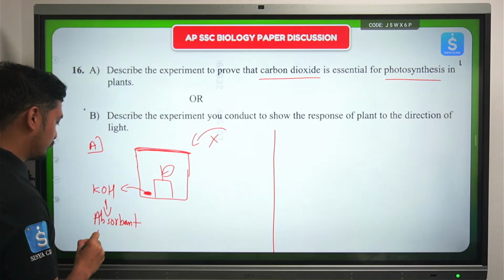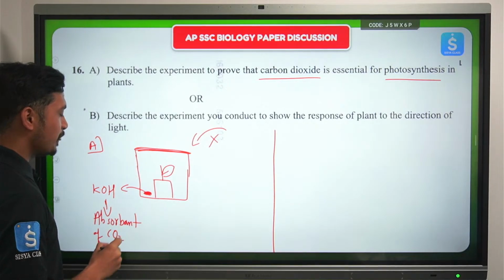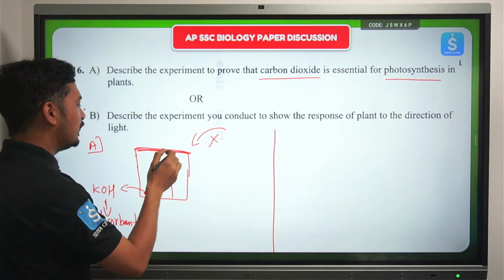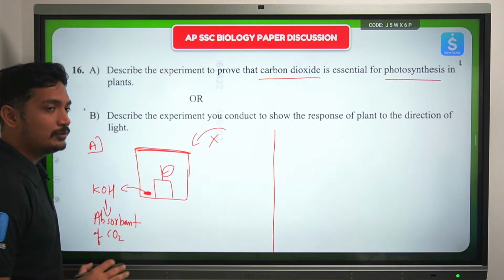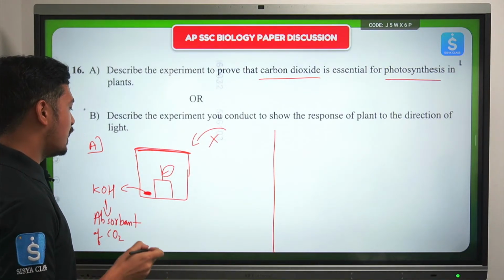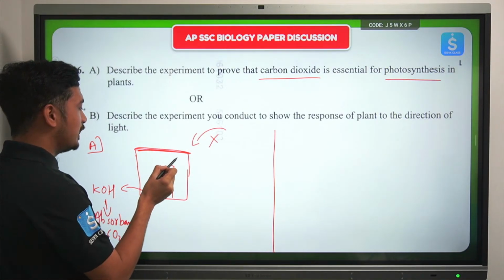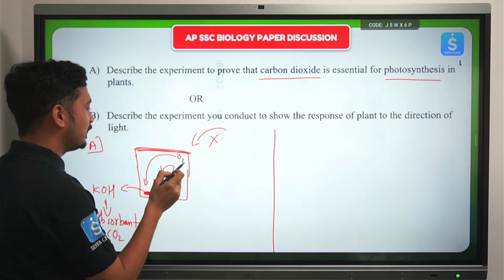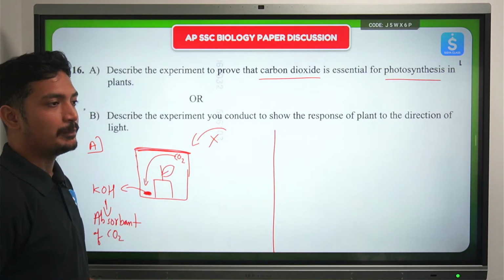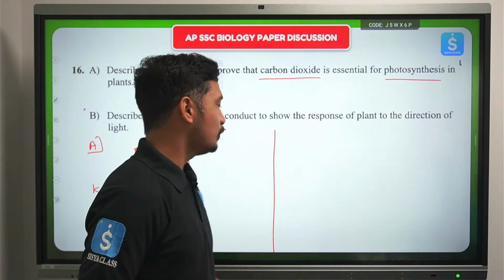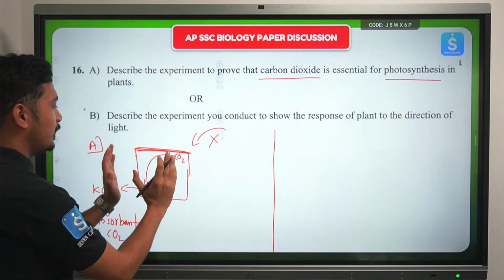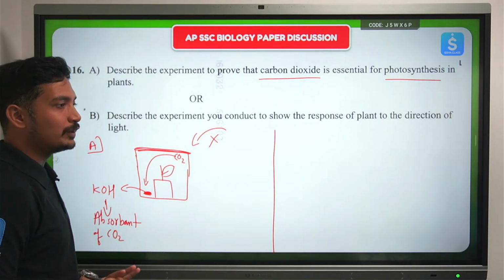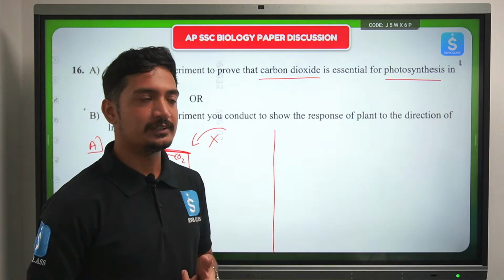Potassium hydroxide is a good absorbent of carbon dioxide. Whatever air this container has, it will still have some trace amount of carbon dioxide in it. So this potassium hydroxide will absorb all the carbon dioxide from it, making this container completely free of carbon dioxide. Once we have this setup ready, you can keep it in a dark room. If you keep this in a dark room, it will not do photosynthesis. Why?